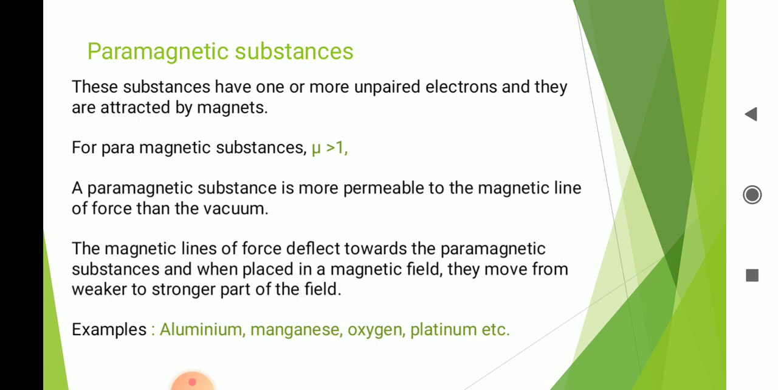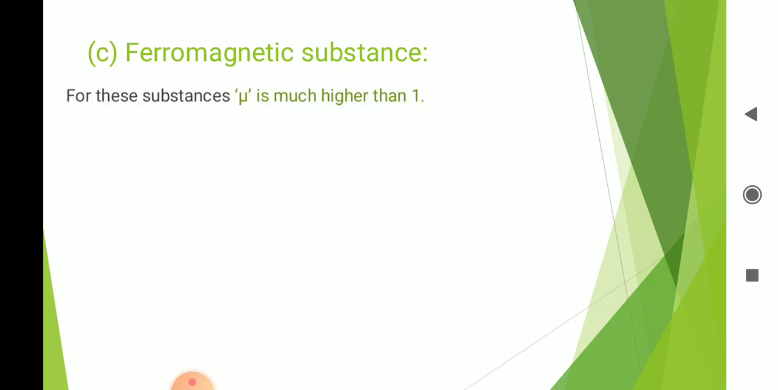Then ferromagnetic substances. For these substances, the magnetic permeability mu is much higher than 1. These substances are attracted by magnets and can also be magnetized. The ferromagnetic substances show all the properties of paramagnetic substances to a much greater extent. Examples of ferromagnetic substances are iron, nickel, cobalt, etc.